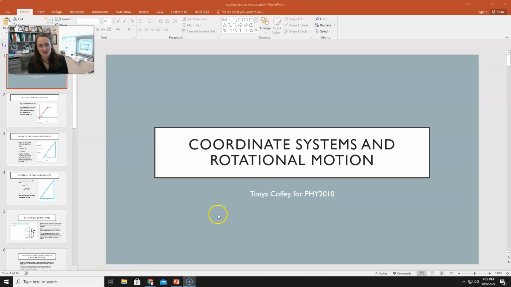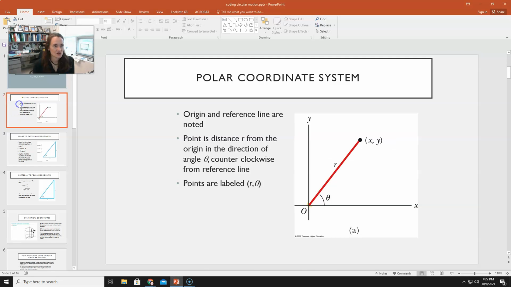Hi everybody. So in today's lecture I'm going to talk about coordinate systems and rotational motion. And I'm going to do it especially with an eye towards coding that directly into VPython. So quickly I wanted to review a little bit of polar coordinates and cylindrical coordinates.